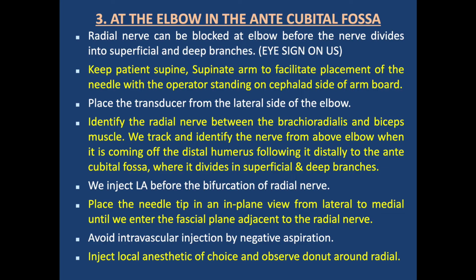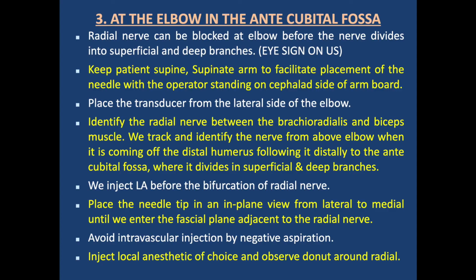We track it down and identify the nerve from above the elbow when it is coming off the distal humerus, following it distally to the antecubital fossa, where it divides into superficial and deep branches. We inject local anesthetic solution before the bifurcation of the radial nerve to block the sensory and motor component.